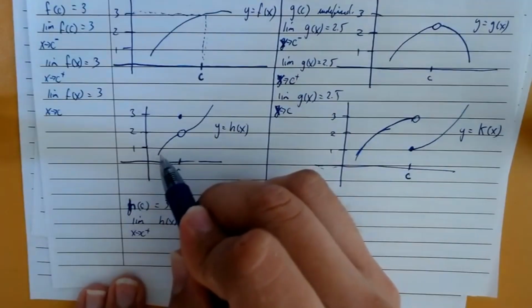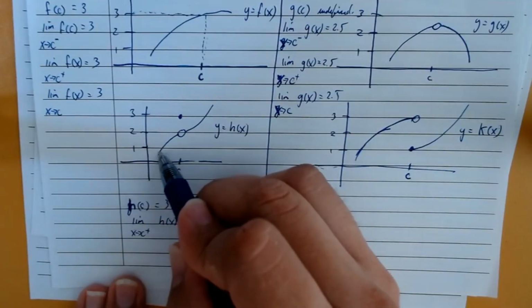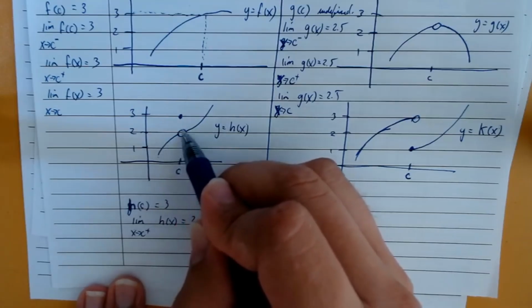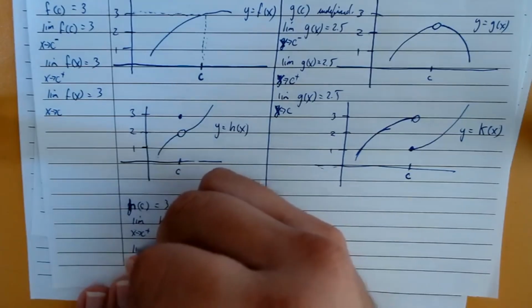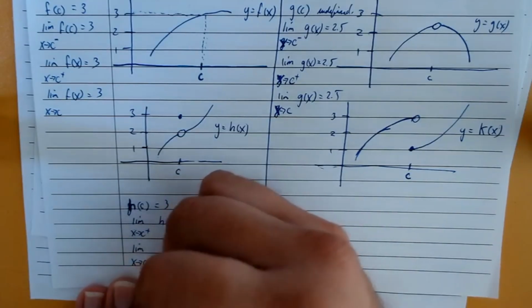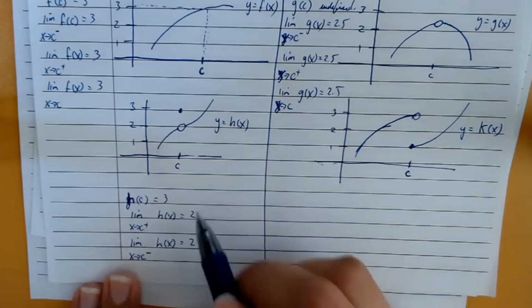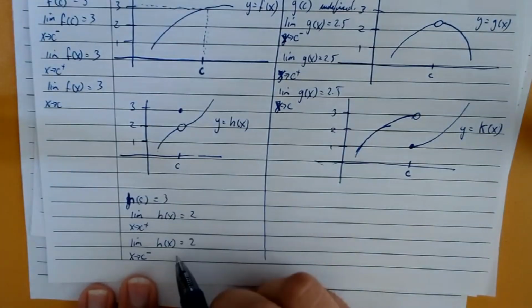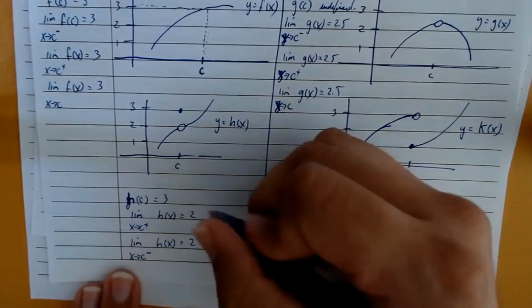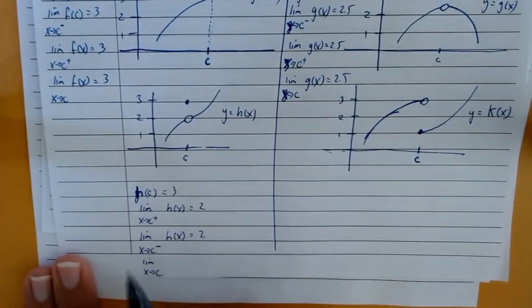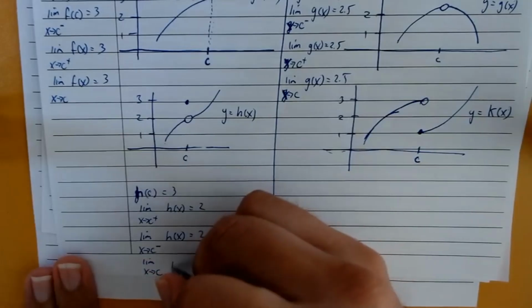And from the left, you get the same thing. If you start from over here and move towards c from the left side, your y value is getting closer and closer to 2. So the limit as x approaches c from the left of h of x is equal to 2. But notice that these two are the same. And since they agree, that means that overall, the limit as x approaches c, not from the left or from the right, but overall, is going to equal 2 as well.